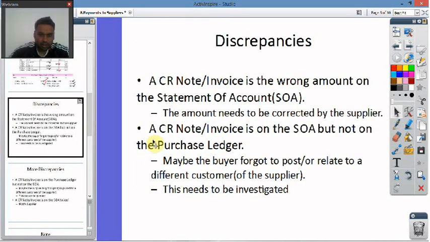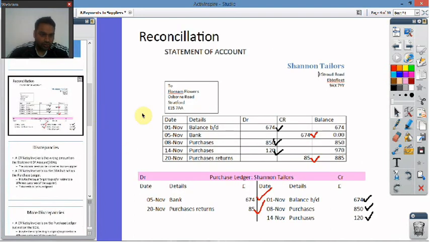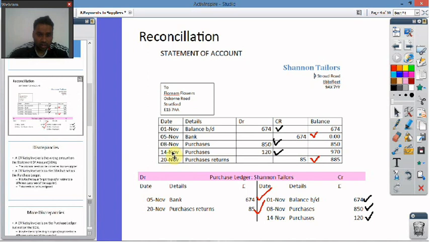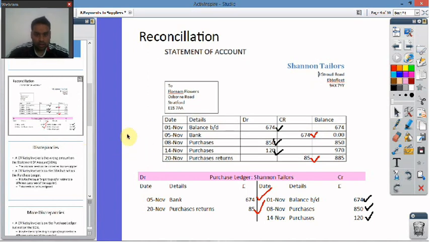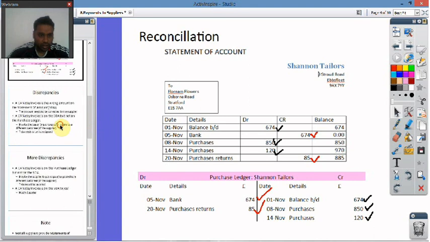Okay, let's take a look at dealing with discrepancies now. A credit note or invoice is the wrong amount on the statement of account. So let's have a look. If the amount here is wrong, then the amount will need to be, let's start again.